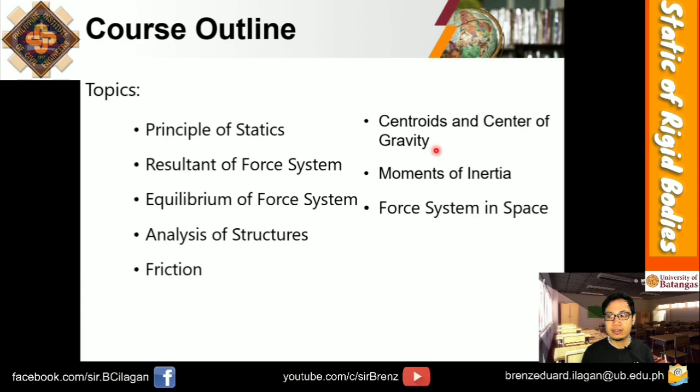And then, followed by the moment of inertia. I believe yung moment of inertia ay dinuro din sa calculus, pero ang atake niya ay much more of an integral. And then last will be the force system in space, yung 3-dimensional na. Okay? So dito iikot yung ating buong semester, dito tayo iikot sa mga topics na to for this course subject.